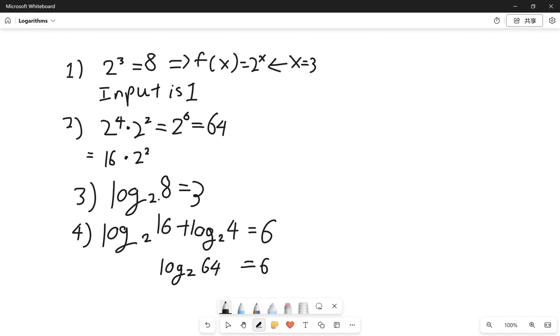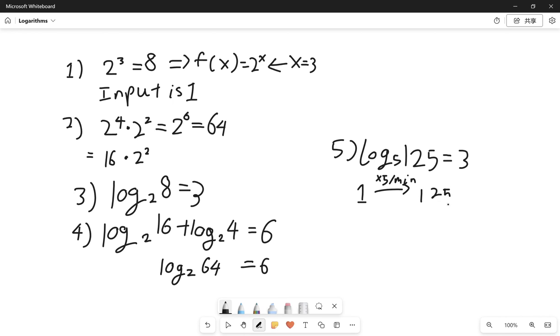So let's just try another log where the base is not 2. So log base 5 of 125. That's 3 because it's asking, I start with 1. Every minute I times 5 per minute, and then I get 125. How many minutes did it take to do this? Well, it took 3 minutes. Firstly, 1 to 5, then 5 to 25, then 25 to 125, right?